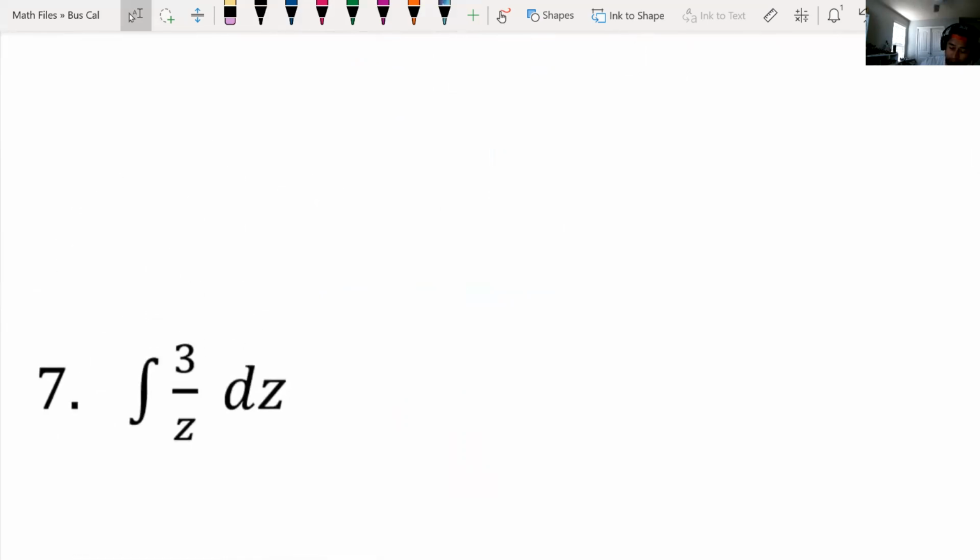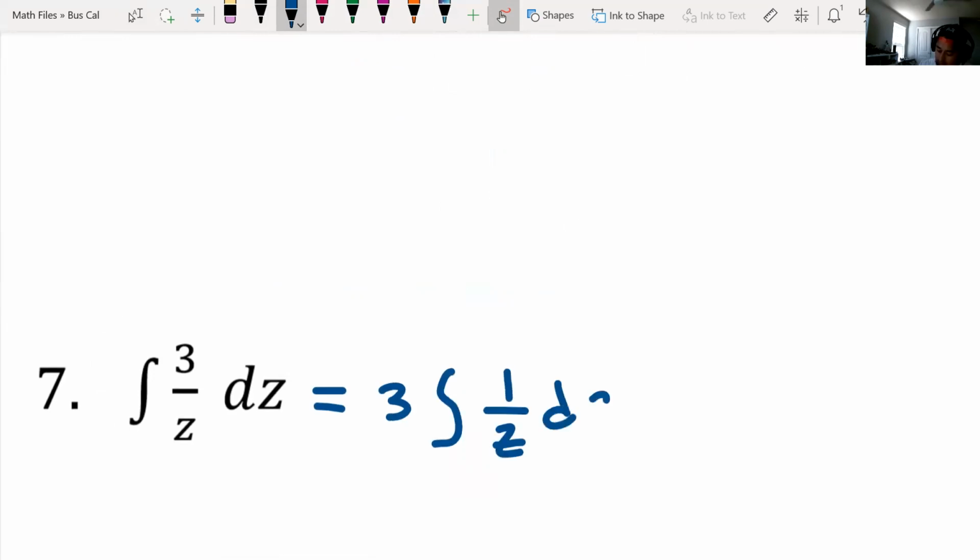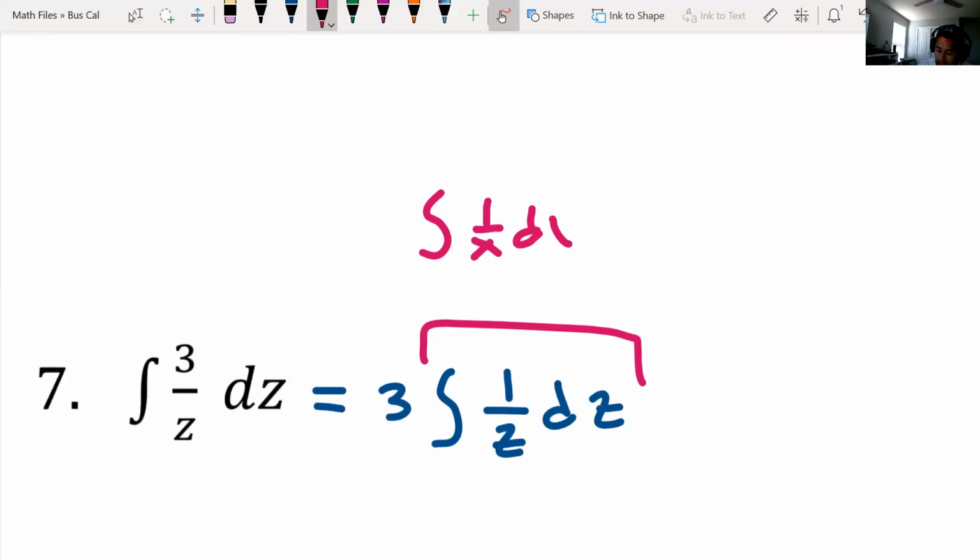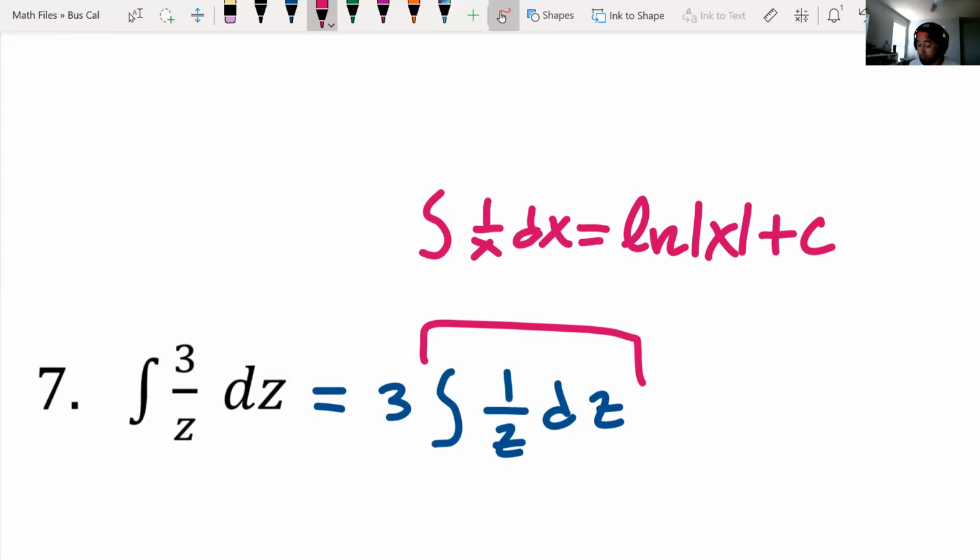3 over z. So we're going to rewrite this. I'm going to move the 3 to the outside. So there's going to be 3 times the integral of 1 over z dz. Now this is going to use the property on the first page, where the integral of 1 over x dx is the natural log of the absolute value of x plus c. So we're using this exact formula from the first page.